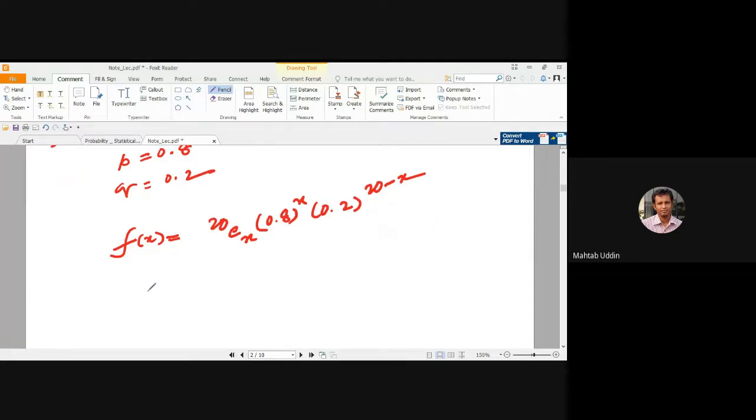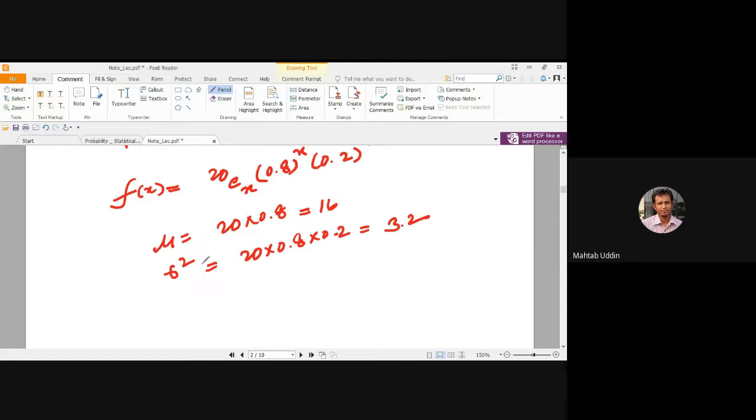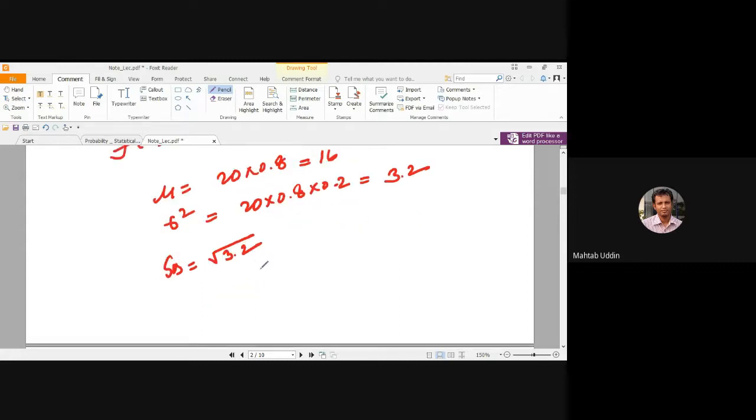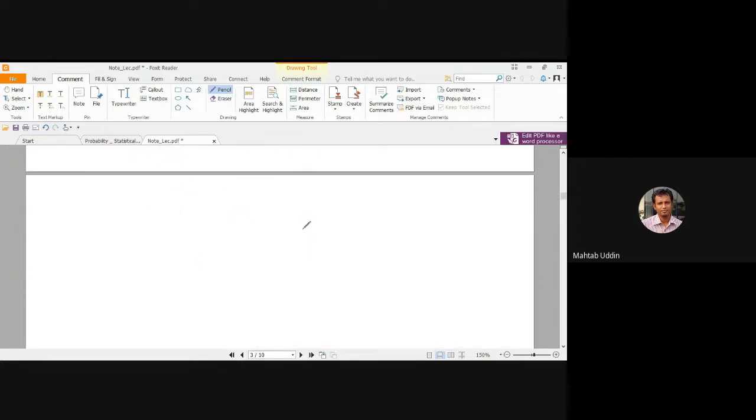You have to find mean, variance, standard deviation. The mean mu is np. So 20 into 0.8 is equal to 16. Variance npq, 20 into 0.8 into 0.2, is 3.2. Standard deviation SD is root over 3.2. You can keep it here, also you can write a decimal point. Then there are some properties that are required.